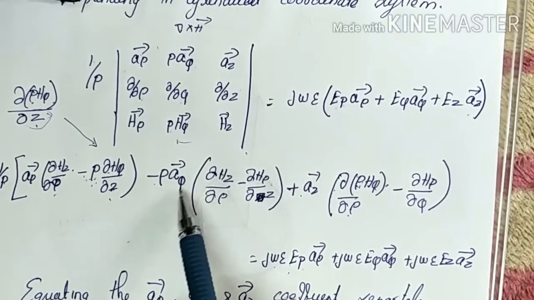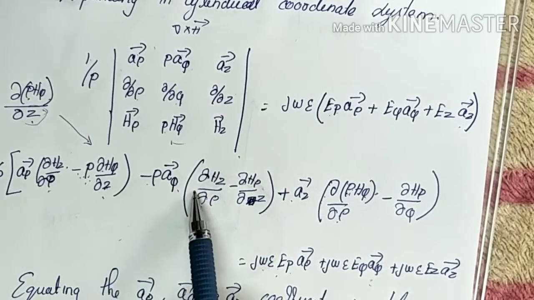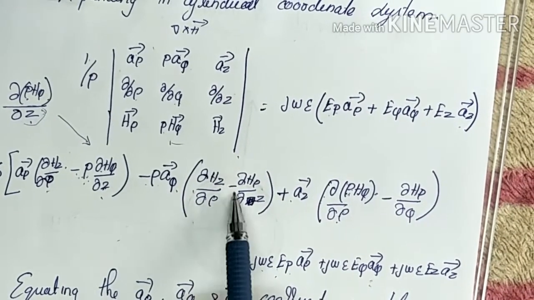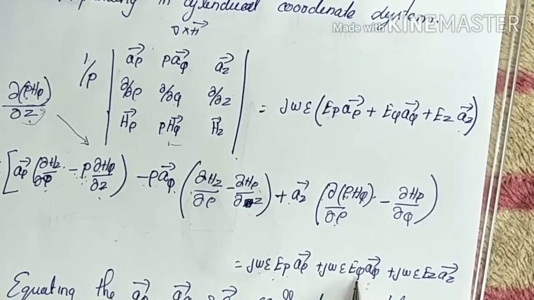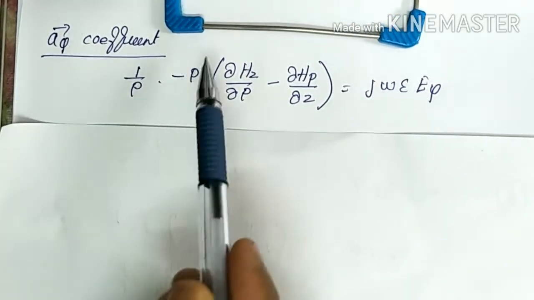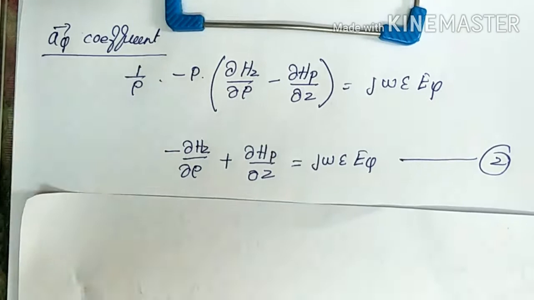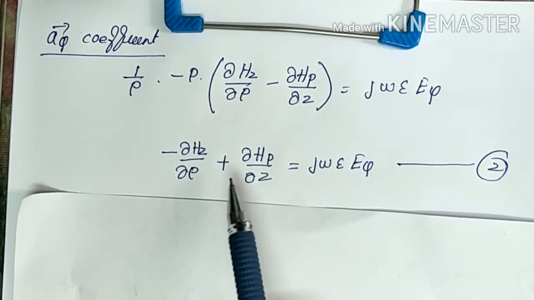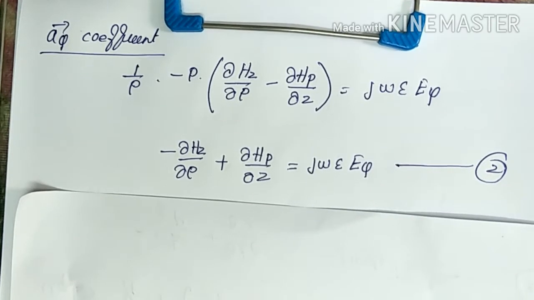To equate the A phi coefficients, so this is the A phi term and this is the A phi term. We have 1 by rho common to this term. So 1 by rho into minus rho dou hz by dou rho minus dou h rho by dou z is equal to j omega epsilon into E phi. So you will get this equation. Here rho and rho will get cancelled. So after cancelling you will get minus dou hz by dou rho plus dou h rho by dou z is equal to j omega epsilon into E phi. Take this as equation 2.